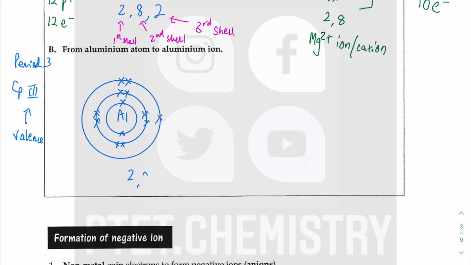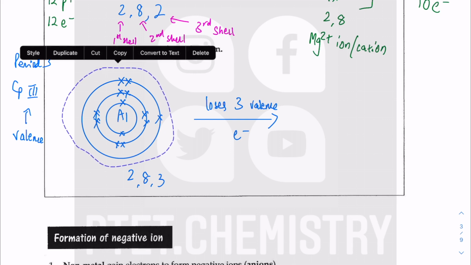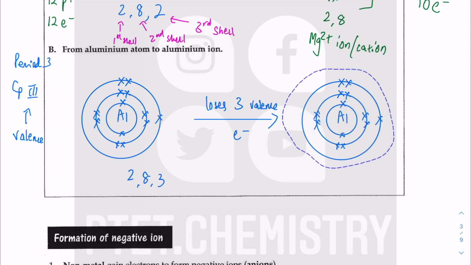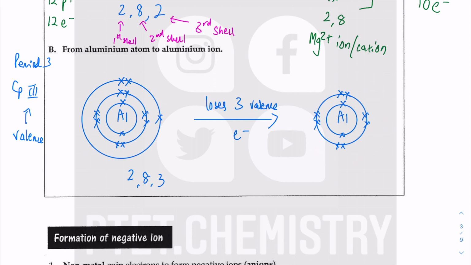So there's 2, 8, 3. Metal loses outer shell electrons, so it loses the 3 valence electrons, the outermost shell electrons. And what you will get is, I'm just going to copy this, and then I will remove the outermost shell electrons. I remove those 2 and this one. Okay, now what I have is, I have lost 3 electrons.